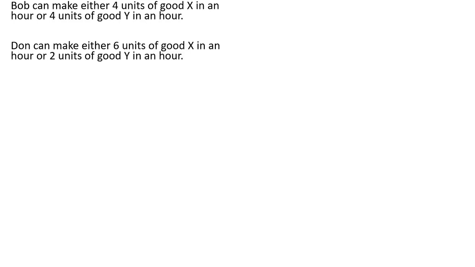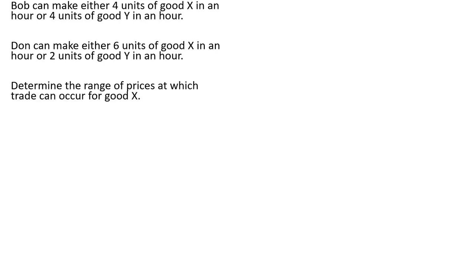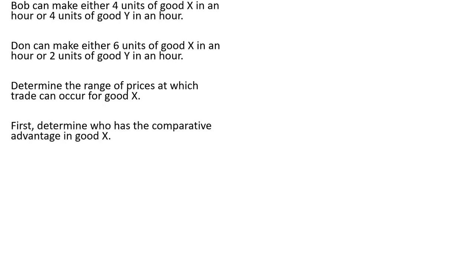So here's a problem. Bob can make either 4 units of good X in an hour or 4 units of good Y in an hour. Don can make either 6 units of good X in an hour or 2 units of good Y in an hour. We want to determine the range of prices at which trade can occur for good X. First, determine who has the comparative advantage in good X.